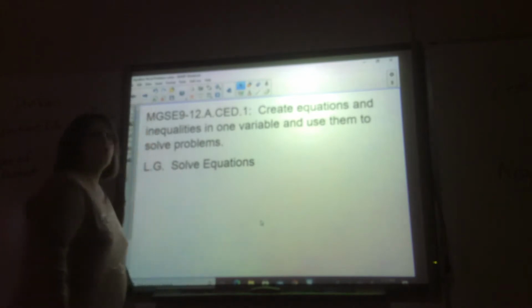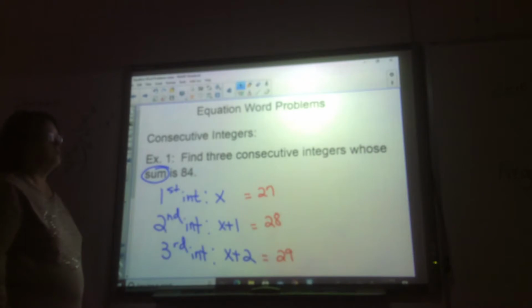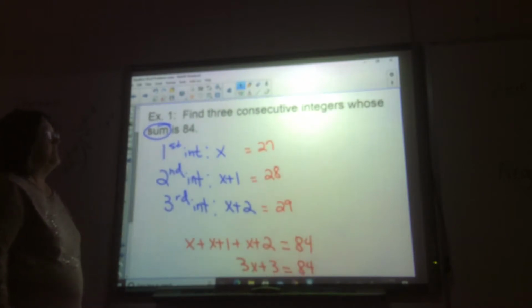Okay, today we're going to be solving word problems. So we're just going to jump right in. All right, the first one: find three consecutive integers whose sum is 84.